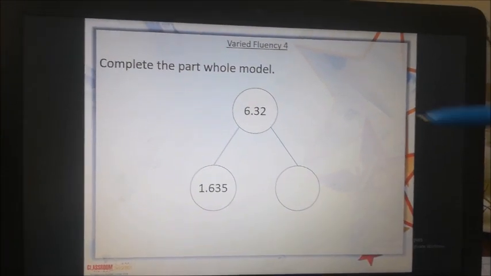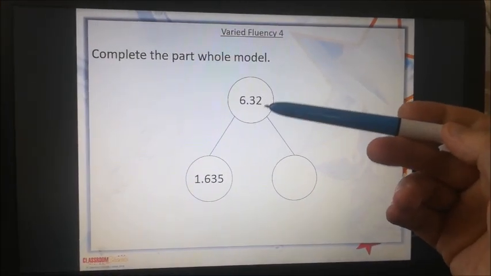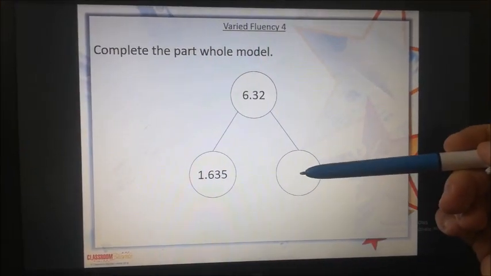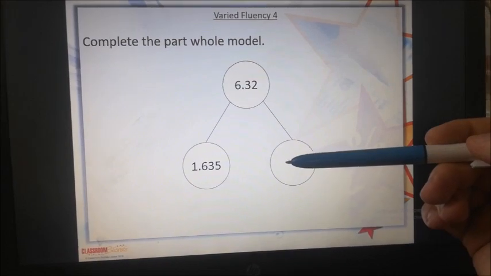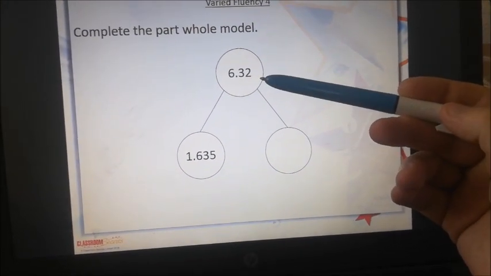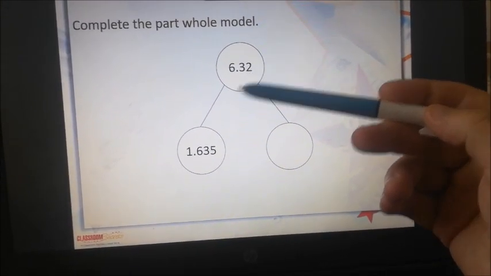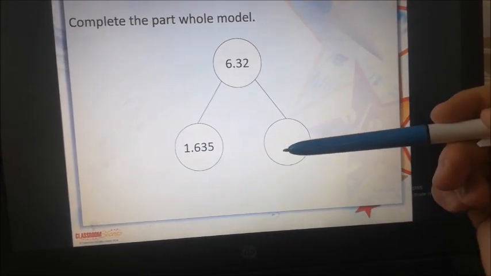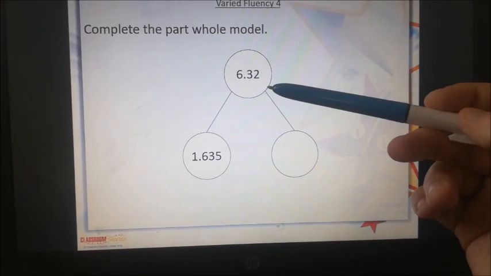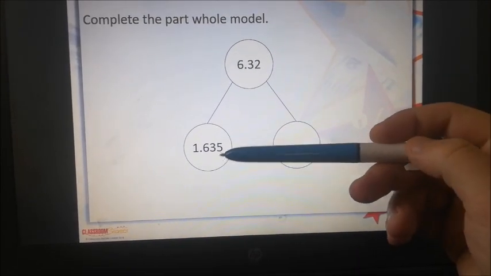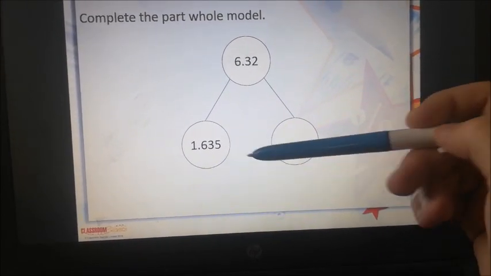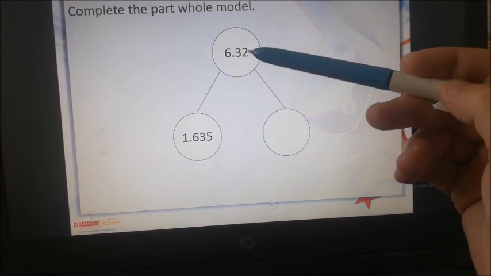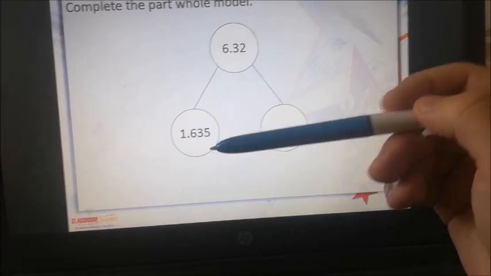Part whole model, exactly the same here. This is our whole, this is our part 1, this is our part 2. Part 1 add part 2 equals our whole. So if this is our whole, we could take away part 1, the whole take away part 1 would equal part 2. So we need to do 6.32 take away 1.635 here to get this number here. You may need to use placeholders, remember.